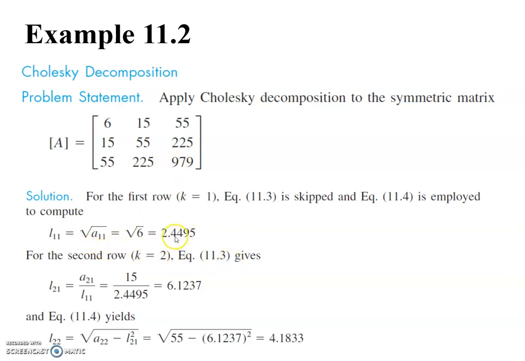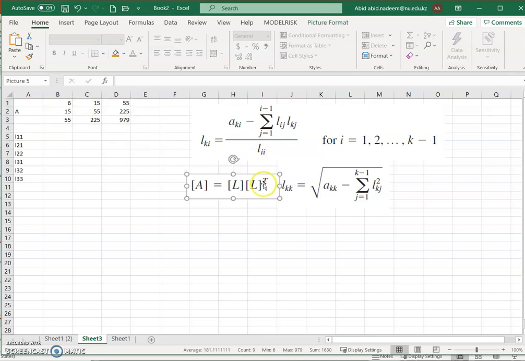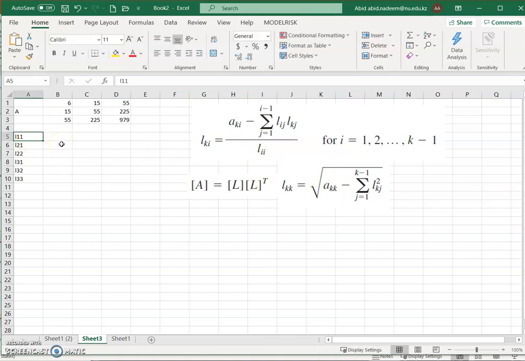So in order to illustrate these calculations, let's go back to the Excel spreadsheet. In this Excel spreadsheet I have written down this symmetric matrix, and for our reference I have written down these equations which will be used. The elements which we need to determine are L11, L21, L22, L31, L32 and L33.